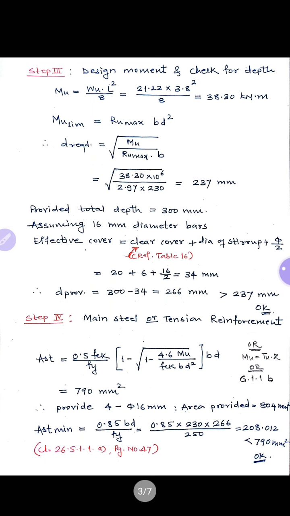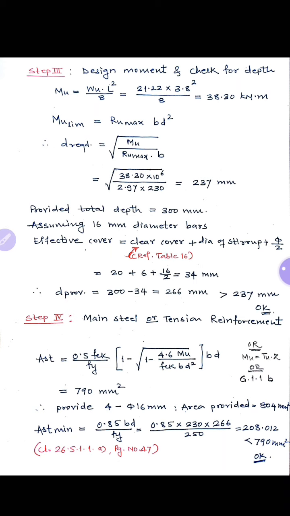Once we know the value of load, then we have to find out moment, and based on bending moment we have to check depth of a section. Since this is a simply supported beam, we are going to calculate ultimate moment as simple equation Wu L square by 8, and by this we will be getting its value as 38.30 kilonewton meter.